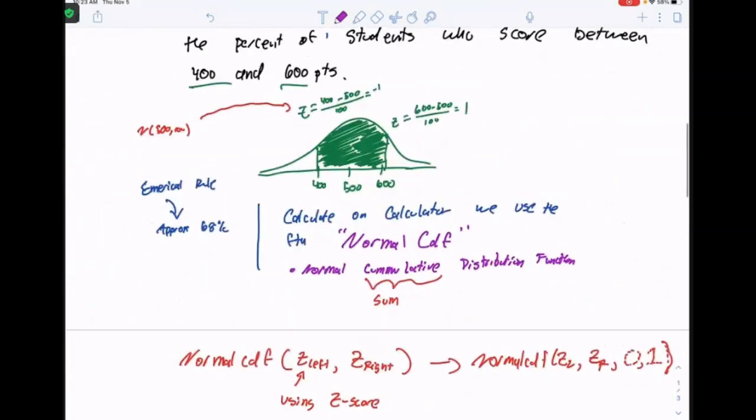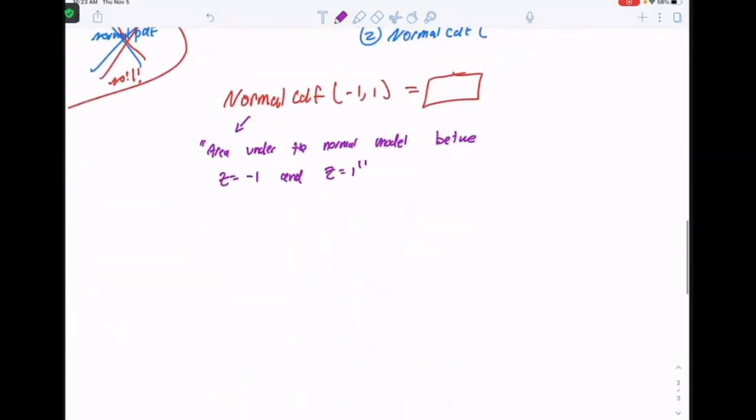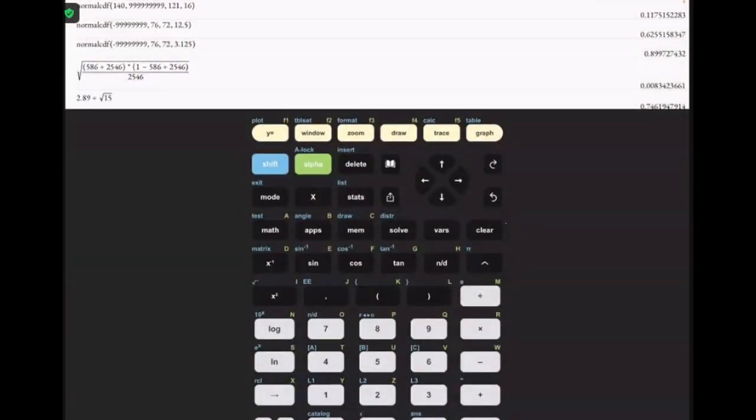Now on the AP exam, they do not give you any credit for writing normal CDF, but I want you to write normal CDF so that you can see what you typed in. We're going to do it this way first, using the z-scores that we found. All right. Go to the calculator. Everybody, hopefully you got the calculator there.